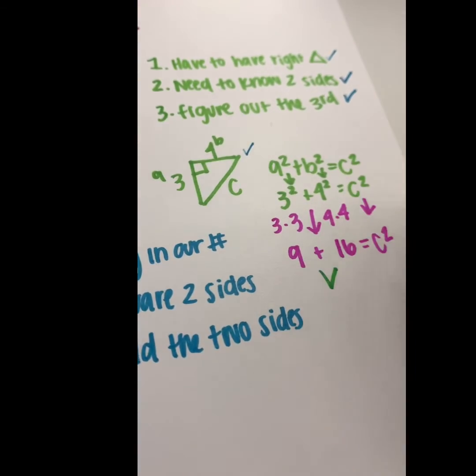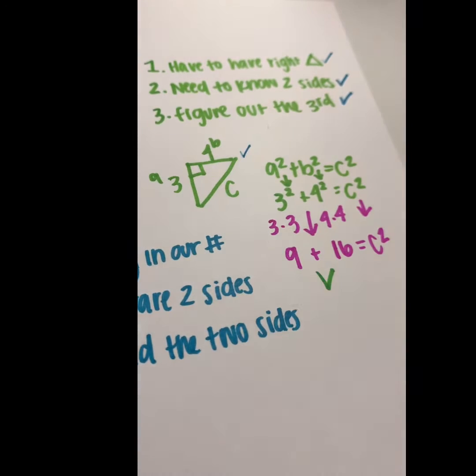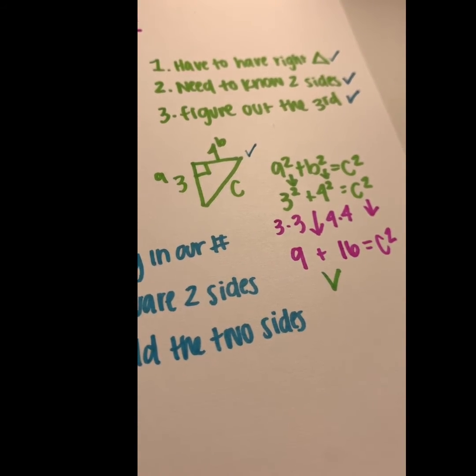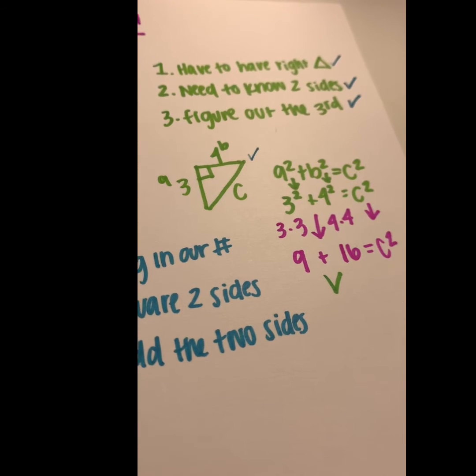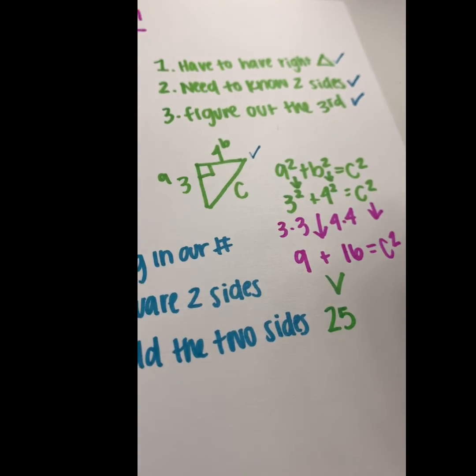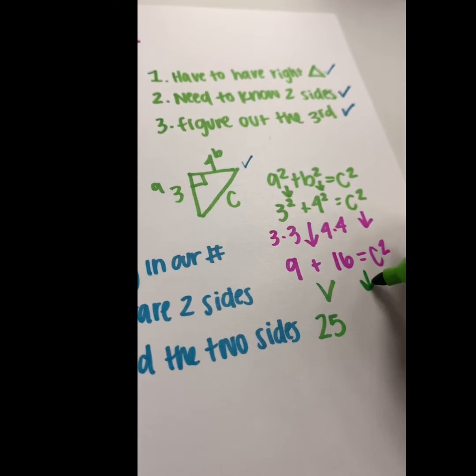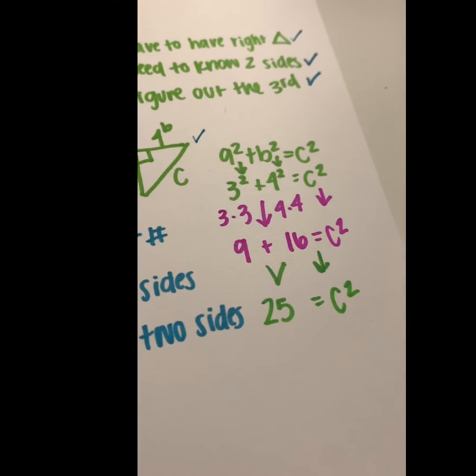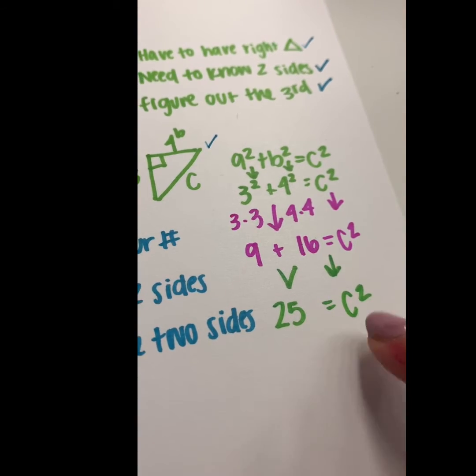So we have 9 and 16. We're going to add those up together. I'm okay with you using a calculator if you would like to, or, you know, for simple things such as 9 plus 16, that should be something you can do in your head. But we have 25. Okay, and then again, bring down your c squared. So we are stuck with this. So 25 is equal to c squared.